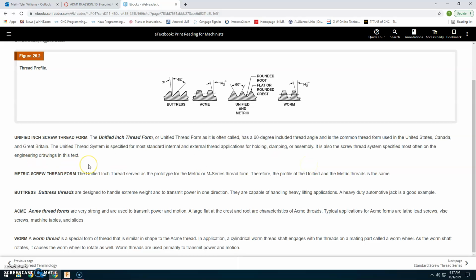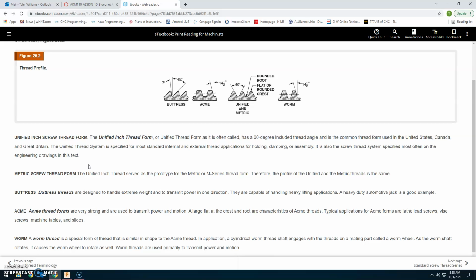So unified inch screw thread form, or unified thread form as it is often called, has a 60-degree included thread angle and is the common thread form used in the United States, Canada, and Great Britain. The unified thread system is specified for most standard internal and external thread applications for holding, clamping, or assembly. It is also the thread system specified most often on engineering drawings in this text.